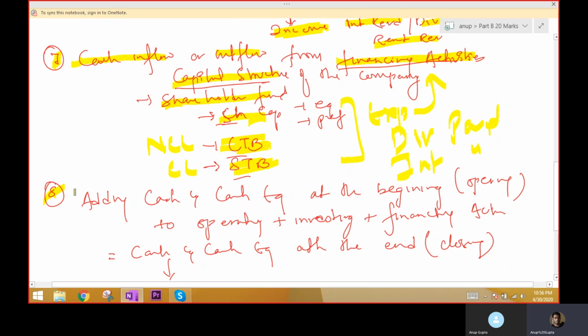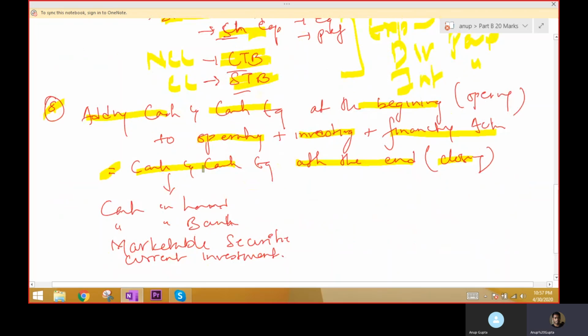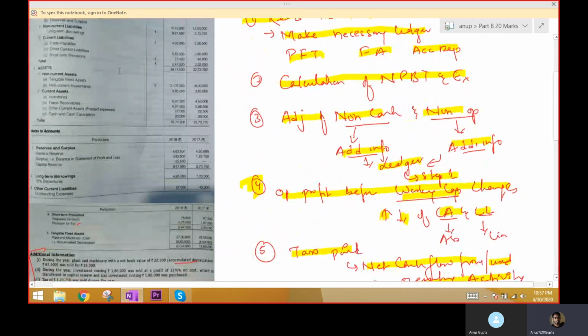Finally, step number 8, where you add cash and cash equivalent at the beginning to the total of operating activity, total of investing activity, and total of financing activity. You add this and it should always be equal to cash and cash equivalent at the end, or at the closing. What is included in cash and cash equivalent? Cash in hand, cash in bank, marketable securities, and current investment. These four will always be included in cash and cash equivalent. I hope you understood these steps. We'll use these steps to solve this question in the next video.